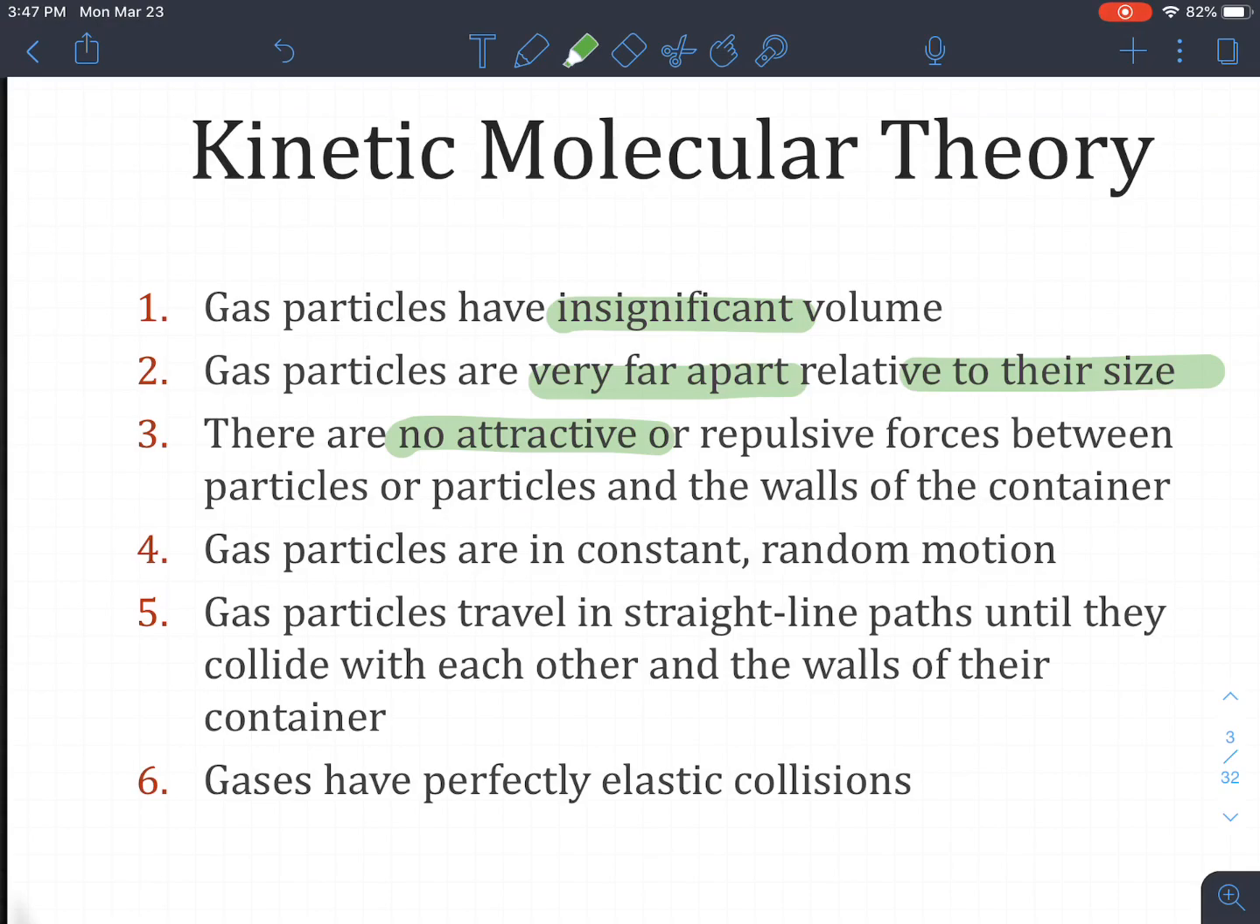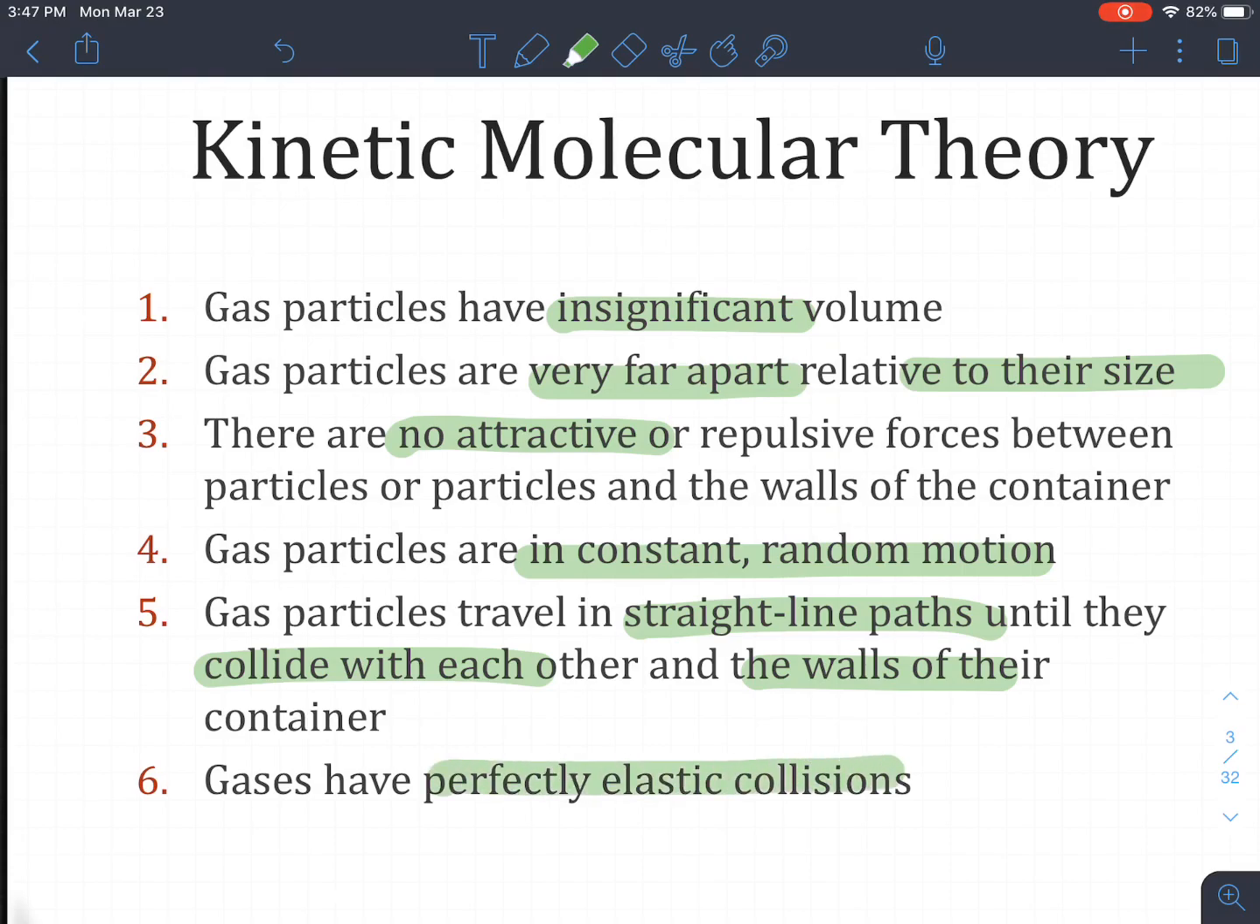So the fourth one says gas particles are in constant random motion. 5 states gas particles travel in straight line paths until they collide with each other or the walls of the container. And gases have perfectly elastic collisions.